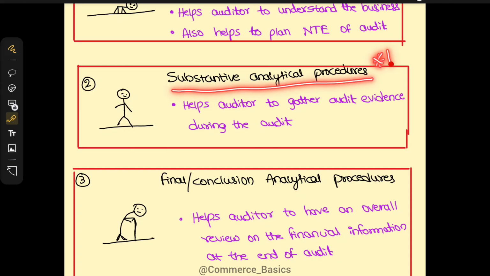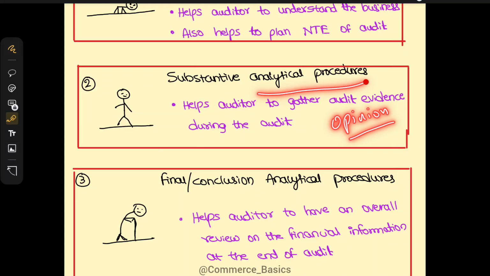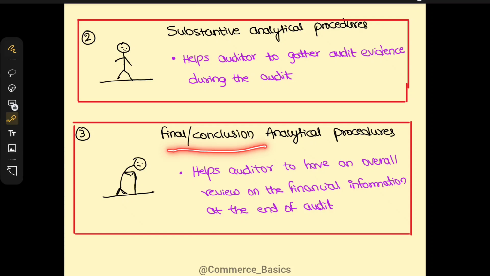This is a very important analytical procedure for an auditor, because it helps the auditor gather audit evidence. The entire audit depends on audit evidence. If you gather proper audit evidence, only then can you give the opinion. So this analytical procedure will help him gather audit evidence. So this is very important. And finally, the final conclusion or analytical procedures.